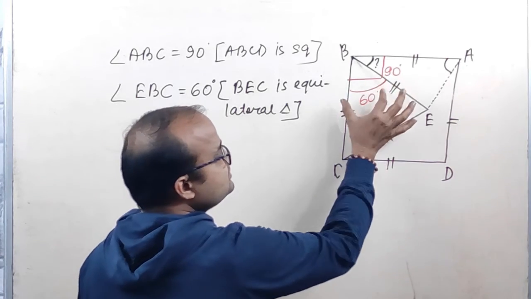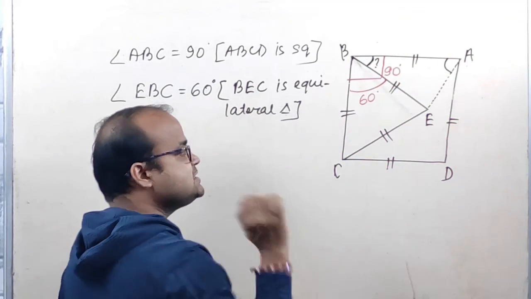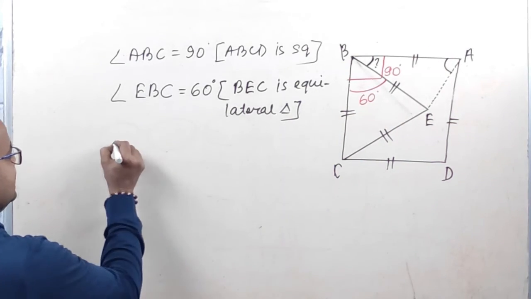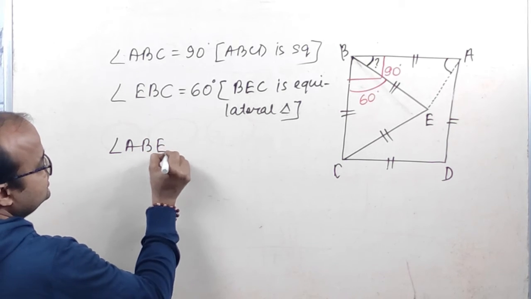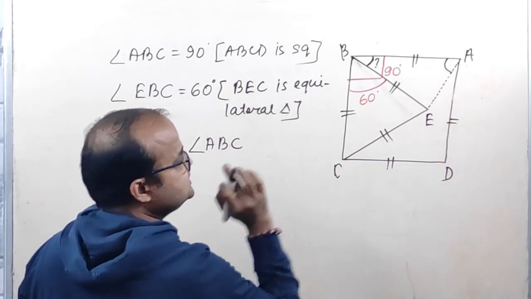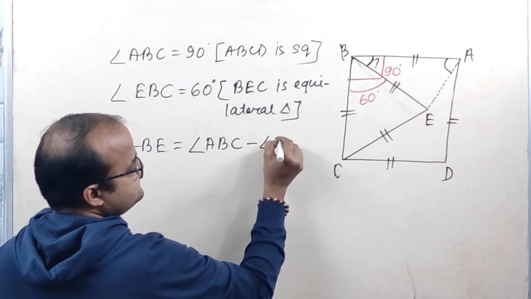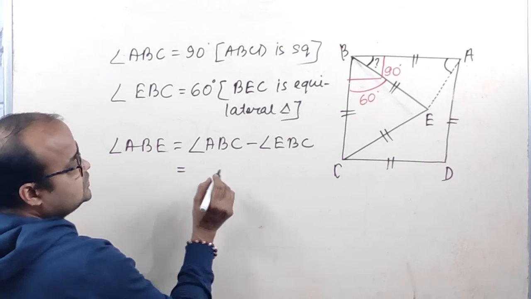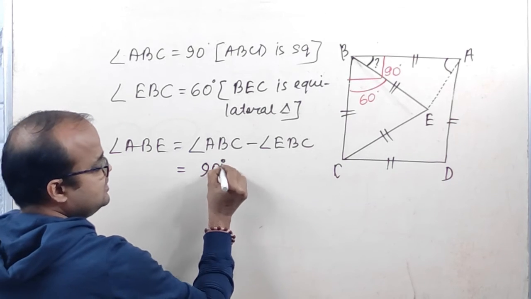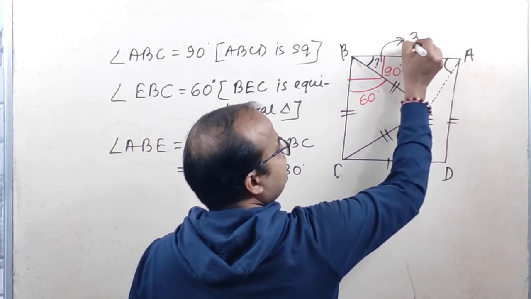Therefore, if you subtract this angle from the entire angle, you will get this angle. That means angle ABE is equal to angle ABC, from the entire angle, minus angle EBC. So this is 60 degrees and this is 90 degrees. So 90 minus 60 equals 30 degrees. So this angle is equal to 30 degrees.